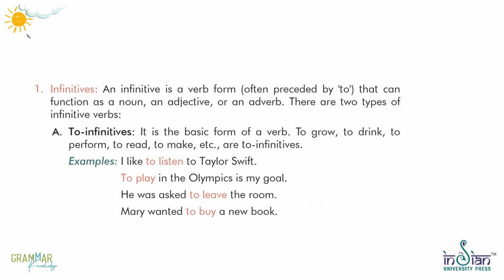1. Infinitives. An infinitive is a verb form, often preceded by to, that can function as a noun, an adjective, or an adverb. There are 2 types of infinitive verbs. A. To infinitives. It is the basic form of a verb. To grow, to drink, to perform, to read, to make, etc. are to infinitives. Examples. I like to listen to Taylor Swift.